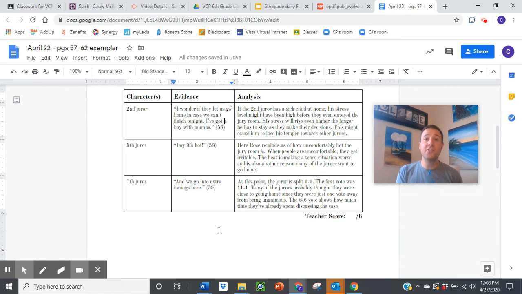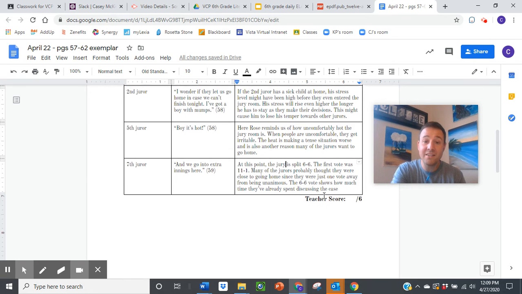Another example was the seventh juror after they do a revote, and it's now 6-6. So at this point, the quote was, "And we go into extra innings here," right? He's exasperated. He's being kind of sarcastic. He's also using baseball terminology because we know that our friend wants to go to a baseball game. I said, for my analysis, at this point, the jury is split 6-6. The first vote was 11-1. Many of the jurors probably thought that they were close to going home since they were just one vote away from being unanimous. The 6-6 vote shows how much time they've already spent discussing the case.